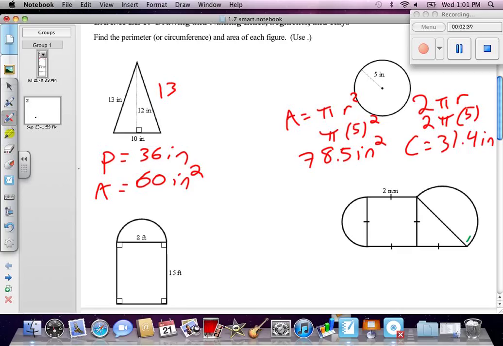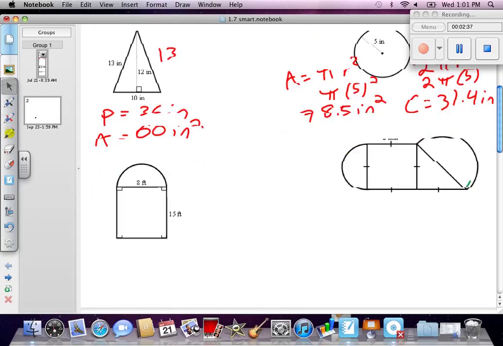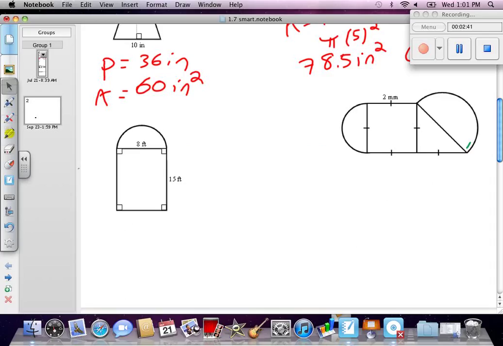Okay, we're going to go ahead and do C and D, which are a little more complicated. It's more complicated because it's not one clear shape, it's 2 shapes combined. So the first thing I'm going to do is figure out the area of the rectangle for this shape. I'm going to go 15 times 8, which gives me the area of this, which is 120. Remember, this is 8 down here, this is 15.